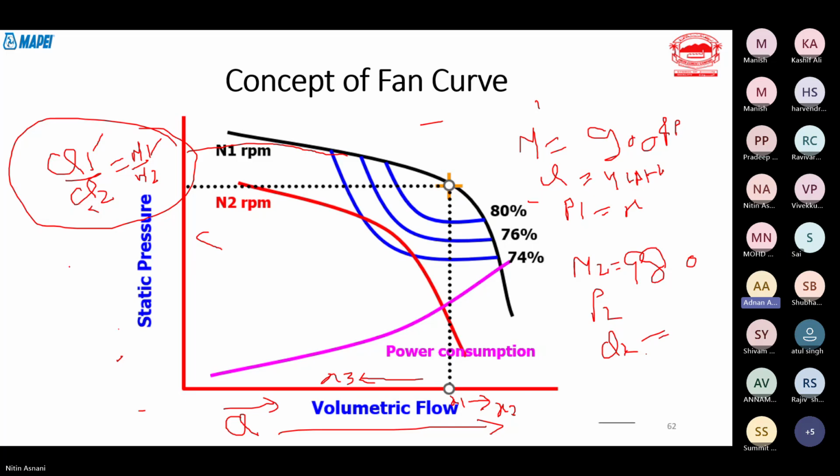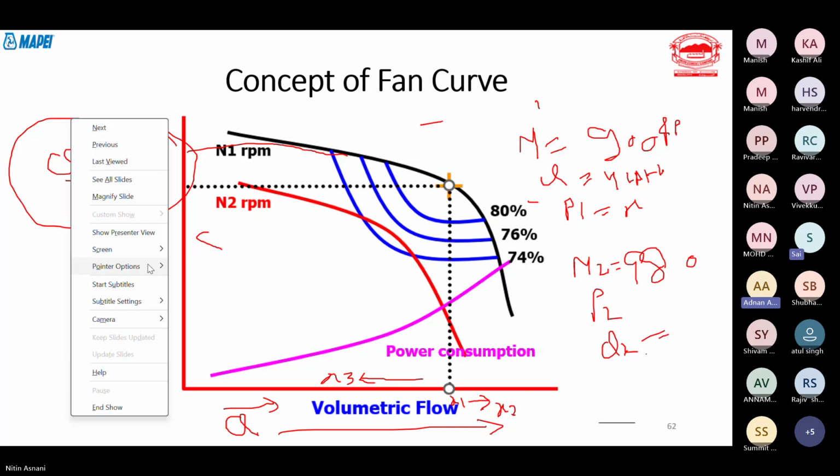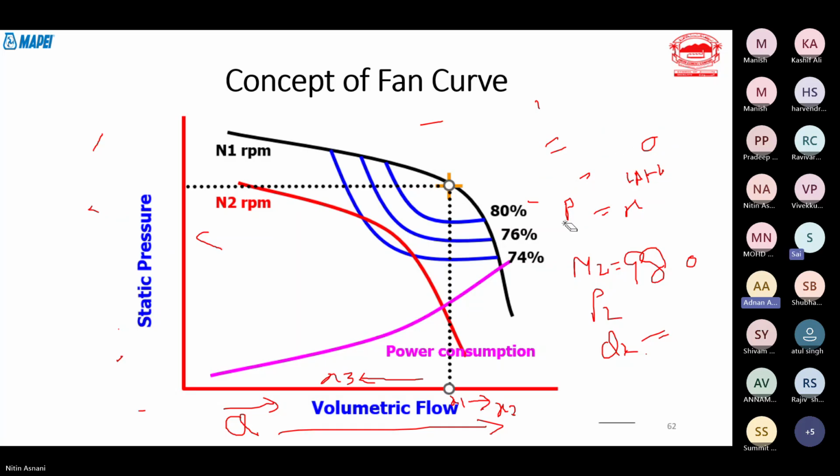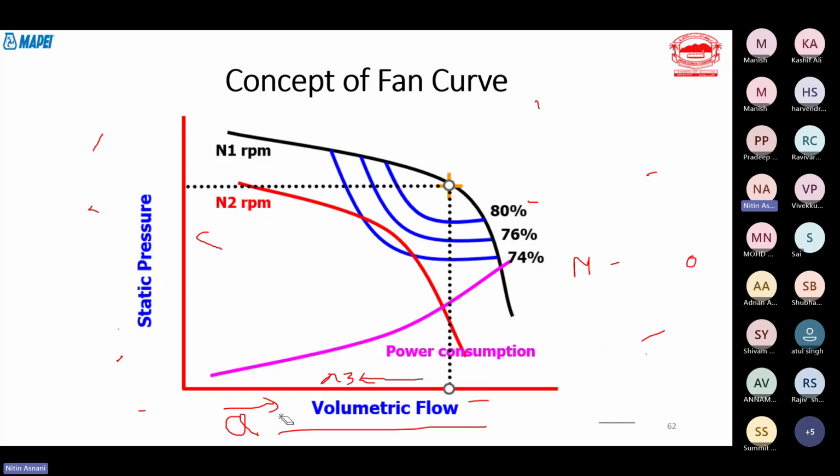For example, let me give you a simple example. If there are more bends in a system, and I want to keep the same flow of 1,75,000 cubic meter per hour, will the pressure drop decrease or increase? Suppose, first, what you are saying is that the fan is in the series.